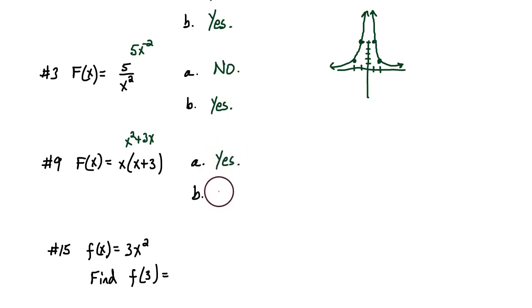Now, is it symmetric with respect to the y-axis? That only happens when the only term in there is the degree 2 term. Because this also has an x term, that's going to cause the middle of the parabola to move away from the y-axis. This answer is no.